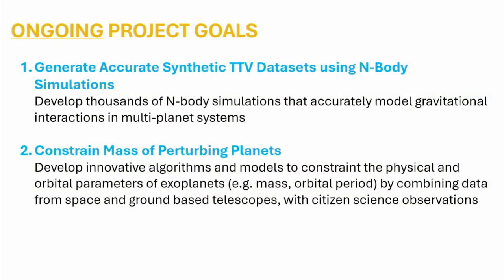So, my project has 2 main goals. First, generate thousands of N-body simulations that accurately model these gravitational interactions between planets. Second, use these N-body simulations to constrain the mass of the unknown planet in the system. This is really useful for exoplanet systems where one of the planets may not be transiting because it's above or below the plane. And this allows us to detect exoplanets we could never have detected before.